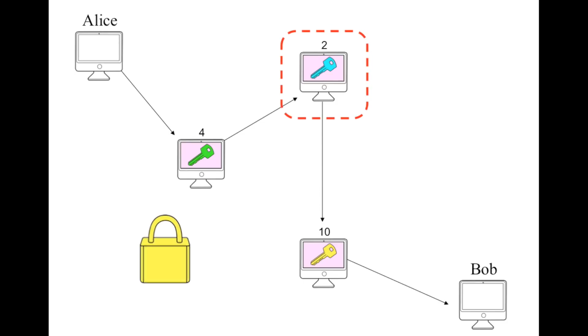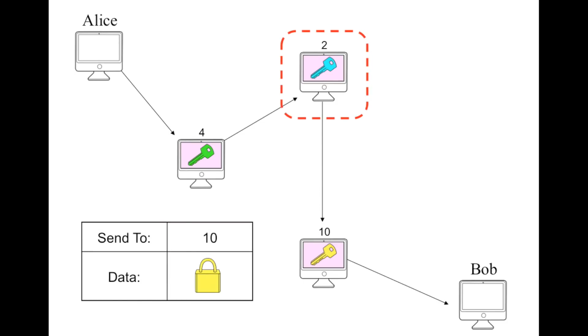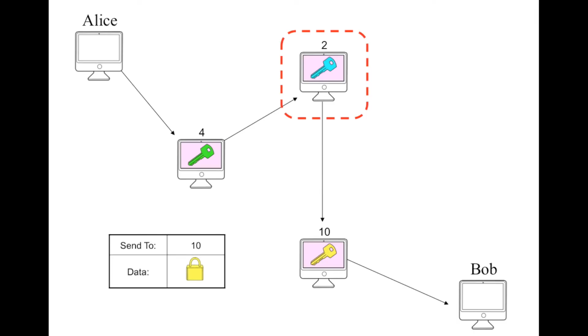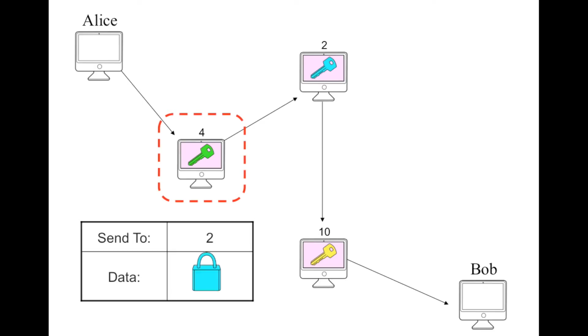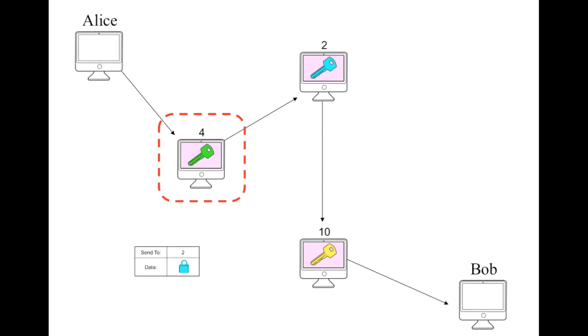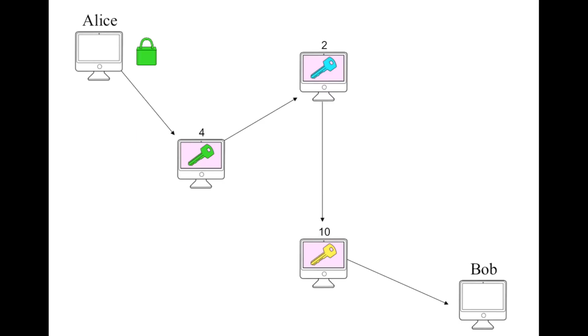We take the encrypted data and put it in the data field for node 2. Node 2 knows to send the data to node 10, but it cannot access any of the data within it. We in turn encrypt this data with the public key for node 2 and move on to node 4. The same kind of operation takes place, except node 4 sends the data to node 2, and we encrypt this data with the public key for node 4. Now our packet is complete, and we can start sending it through the network.